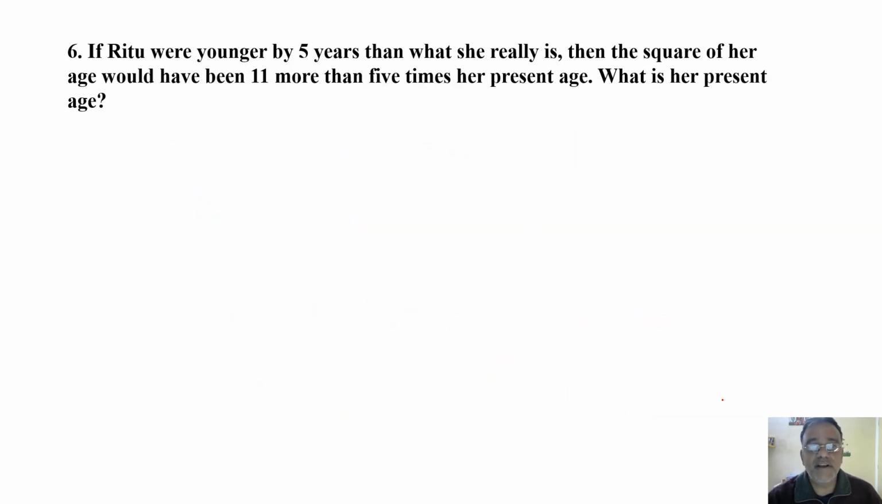If Ritu were younger by 5 years than what she really is, then the square of her age would have been 11 more than 5 times her present age. What is her present age? See, this question is related to quadratic equation. Already I had said that word problems need practice. Many people were saying that it is deleted. Then also I suggested you to do at least NCERT questions. Okay, so let the present age of Ritu be X years.